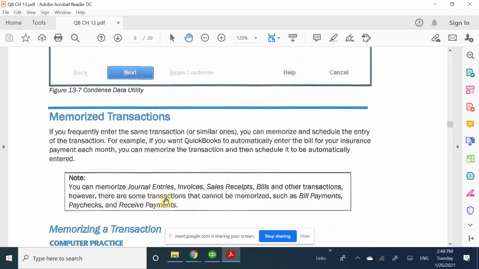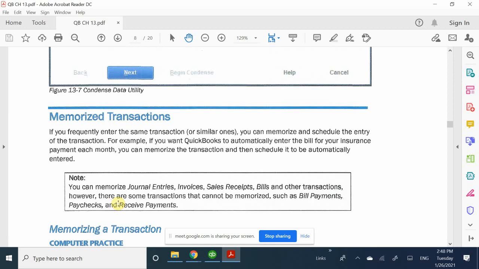Other things you can do too is you can also memorize if you have a customer that always comes in, a regular customer who buys the same thing from you. You can also memorize invoices, sales receipts, bills, and other transactions. The only thing that you cannot do is memorize any paychecks, any bill payments, or payments received. You can even memorize journal entries.